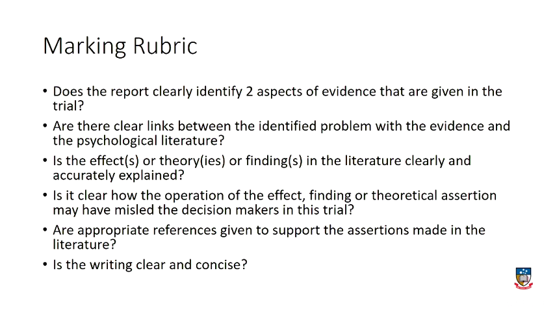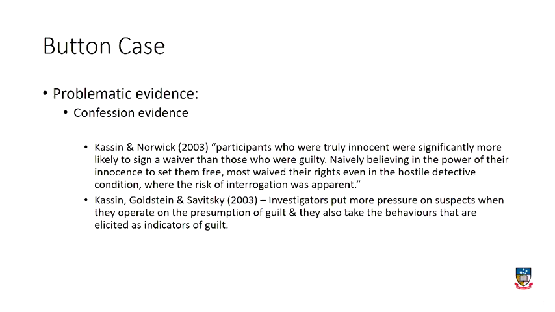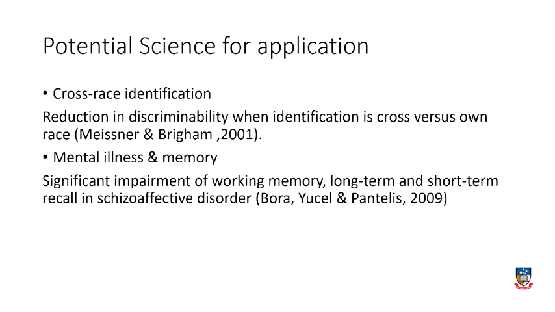So if you look at the level of detail, go back up to here. If we look at the Bromley case, this is the level I'm trying to get you to. It's a cross-race identification. This study found that there was a reduction in discriminability when the identification is cross versus own race. That's a description of the effect of the cross race on people's ability to discriminate faces.